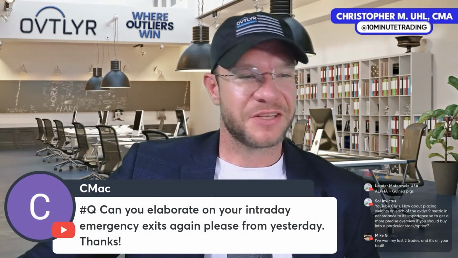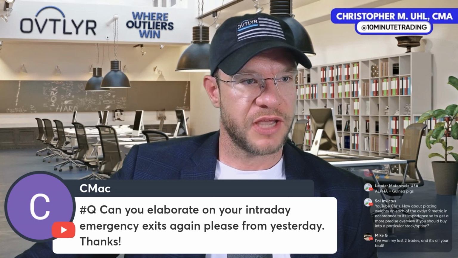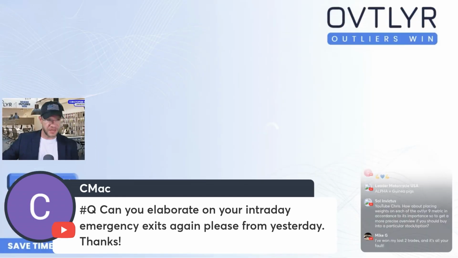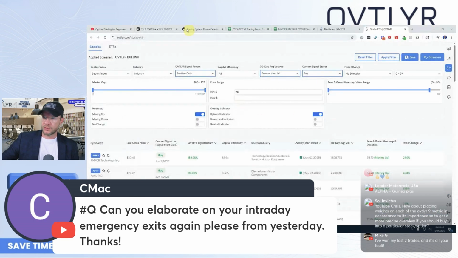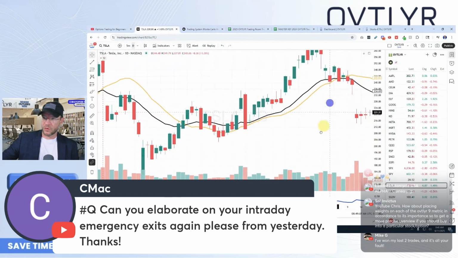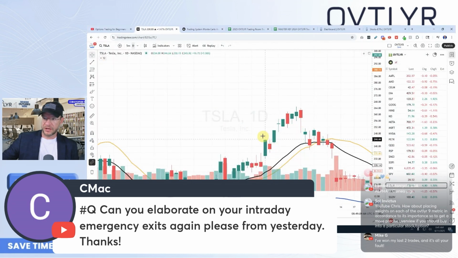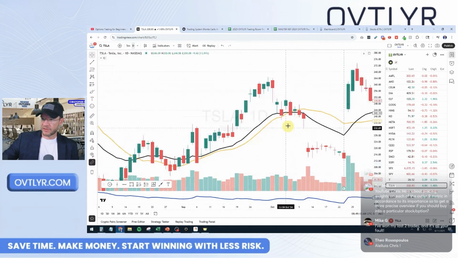Now, that was one of the lessons in OVTLYR University yesterday. So let's go look at the emergency exits that I was sharing in my trading plan. So number 1, if the price moves past the planned exit point at the close. So let's look at a stock. Let's look at Tesla. It really doesn't matter what stock, where or when, but if a stock closes below my planned exit point, let's see if I can find an example. Let's go with this one here.